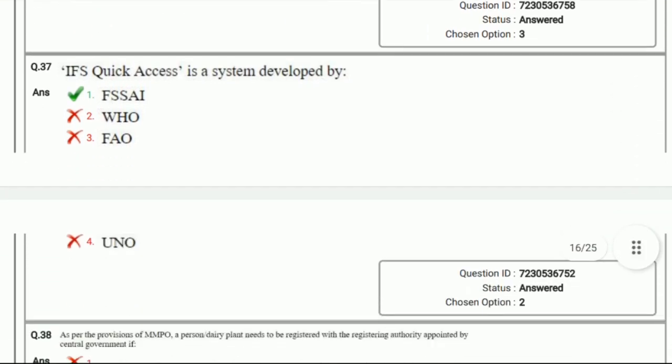Next is IFS Quick Access is a system developed by. So the answer is FSSAI. So FSSAI developed this system to integrate all food safety standards and regulations for providing quick access to vertical as well as horizontal standards. And also the name suggests quick access, you will have a quick access to all the FSSAI rules and standards and regulations.